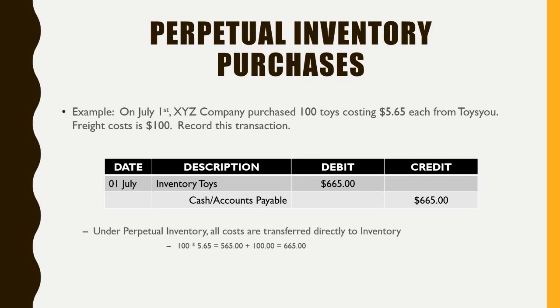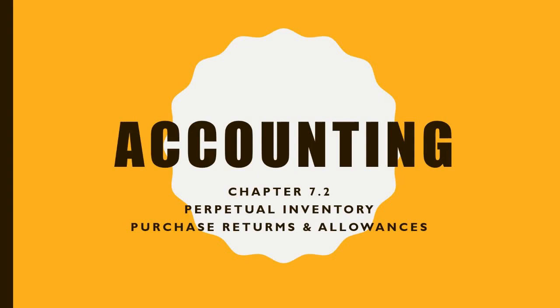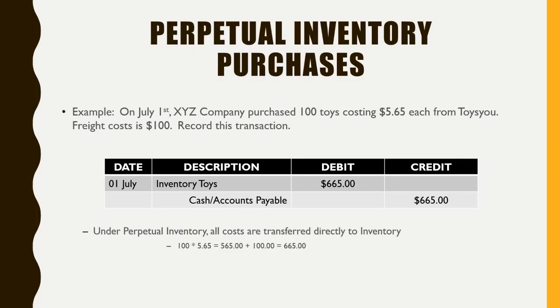So, since everything's going to go straight to inventory, that is it for the first section of chapter 7. Any questions? Okay, so see, very straightforward, very easy. When you recognize perpetual inventory, everything's going to go straight to inventory, and that's all we need to know. Okay?